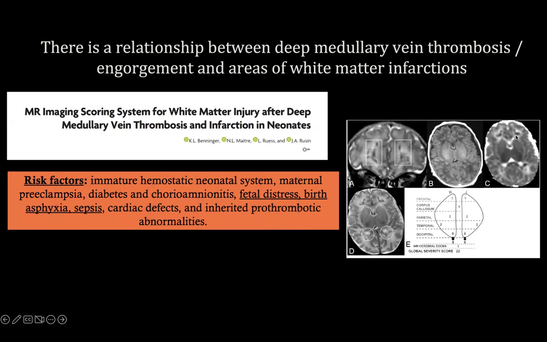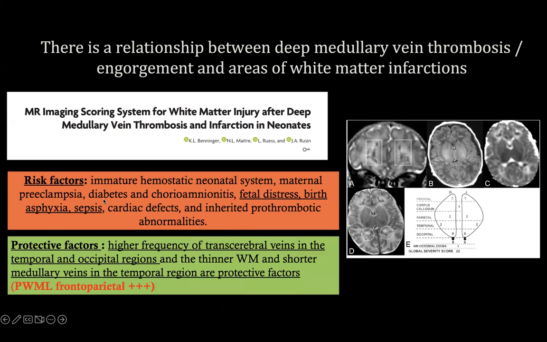In these cases, there is also restriction, and they identify several risk factors. I want to stress, among others, fetal distress and birth asphyxia and sepsis, and also protective factors that are related to the anatomy of the deep medullary vein. So the higher frequency of transcerebral veins in the temporal and occipital region seems to be a protective factor. The fact that thinner white matter and shorter medullary vein in the temporal region that we found was also another protective factor.